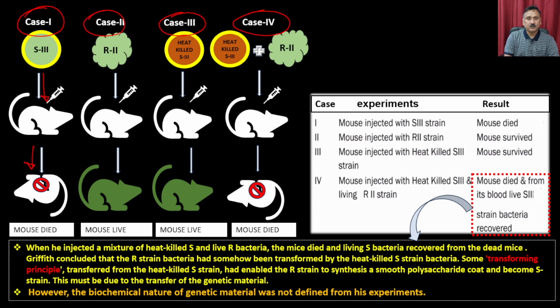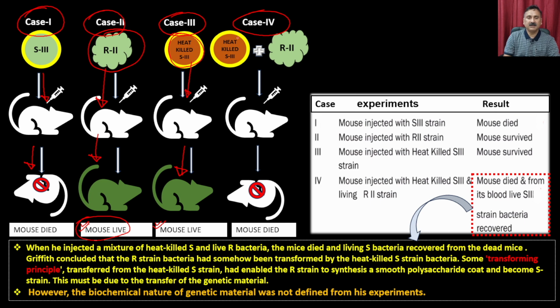In case 2, he has injected the R type of bacteria. R type of bacteria is avirulent bacteria, so it is not going to cause any kind of disease, and that's how this particular mice is going to live. Then in the third experiment, he has denatured the S type of bacteria. He heat killed the S type of bacteria and then injected that into a healthy mice, and that also has not caused any disease, and that's how the mice survived.